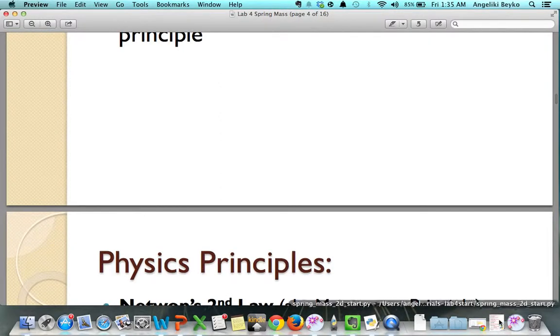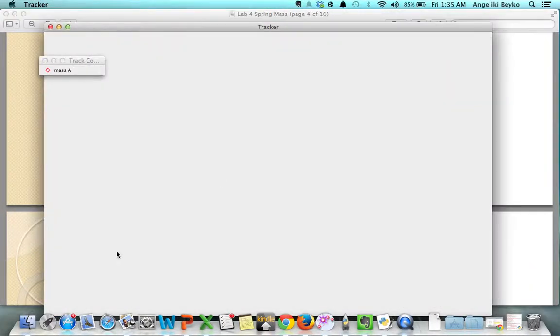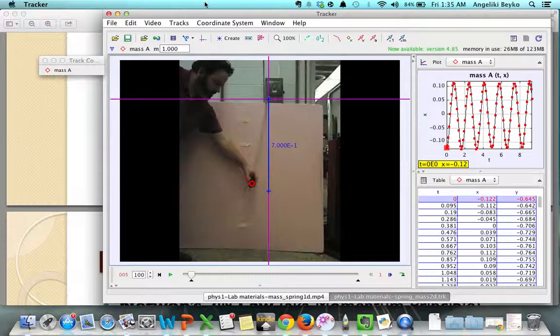Okay, so this is what it looked like in Tracker. This is the start position. The calibration stick is set to 0.7 meters. The origin is where the spring is attached, the top, and the orientation is going down in the negative y direction, down the spring length.